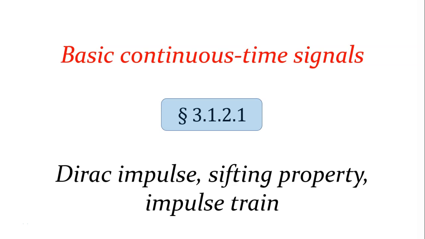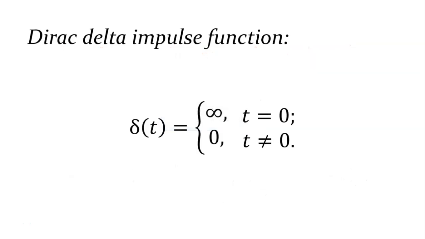The direct impulse function, its shifting property, and the impulse train. The direct delta, or direct impulse, cannot be concisely defined in the usual way.